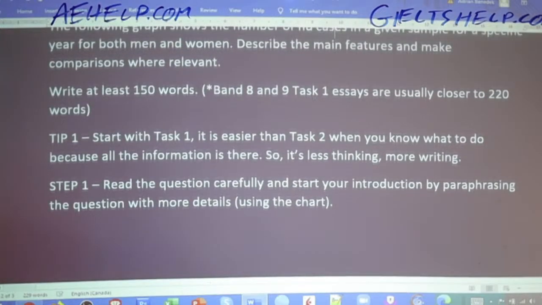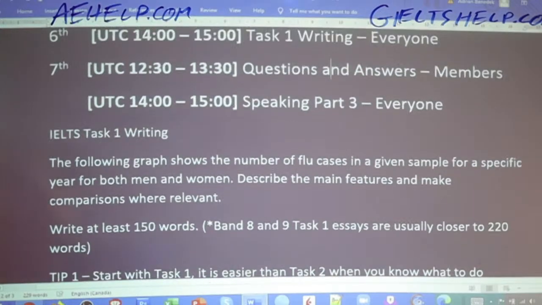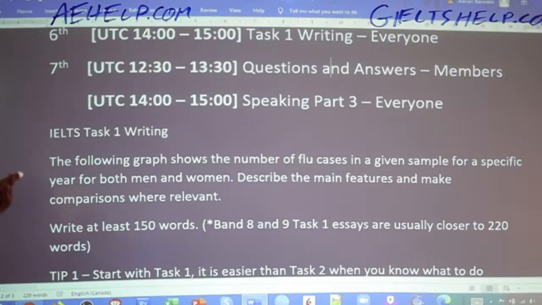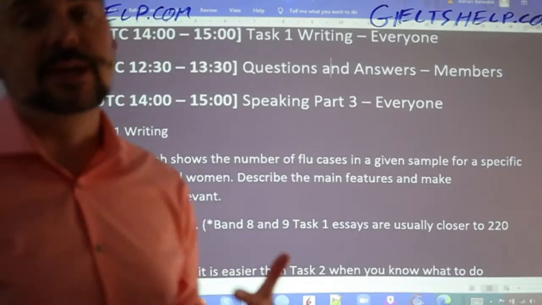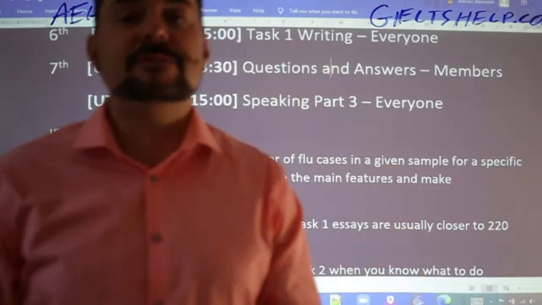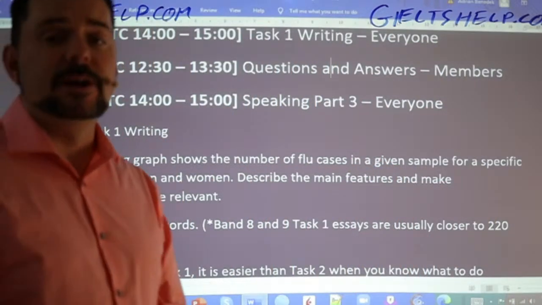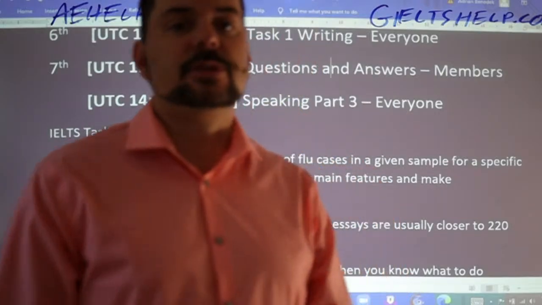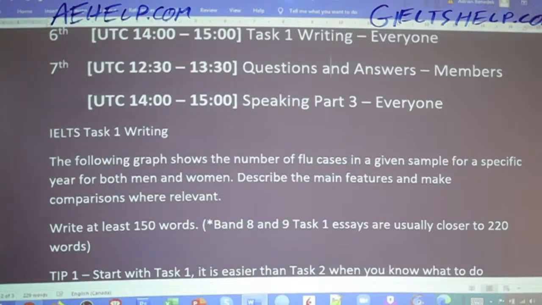So let's read this question. Let's take a look at this chart. All right, here we go. So IELTS task 1 writing. Read with me, everyone. So do this with me. Don't just see me as like this entertainer that's jumping around in front of the camera, but be active, be a part of the lesson, okay? So read with me, do this with me. Okay, so here we go.